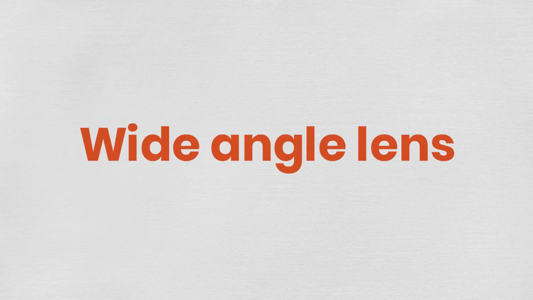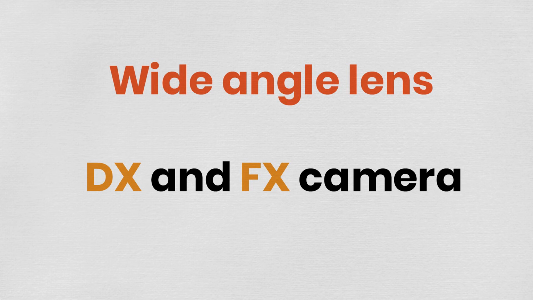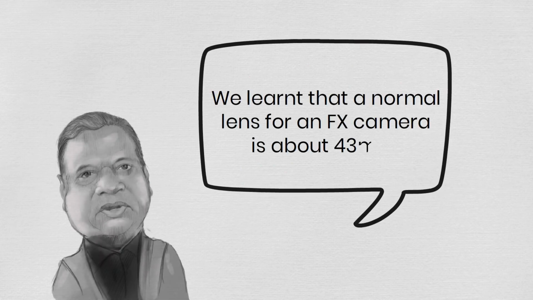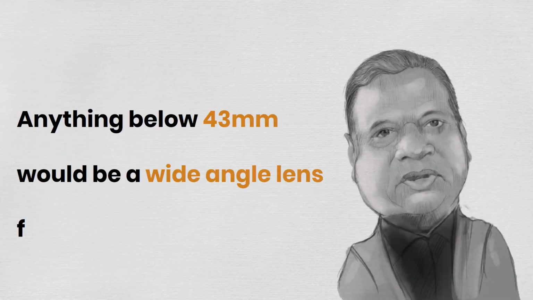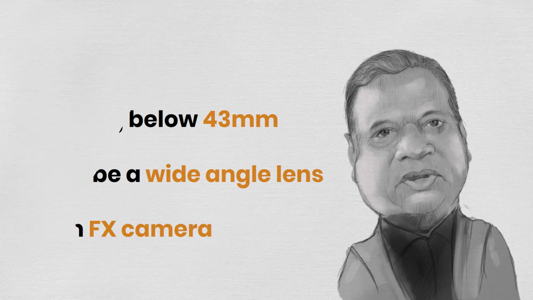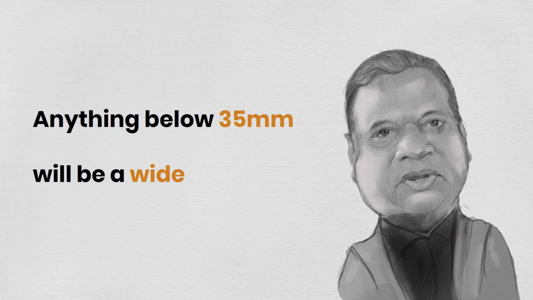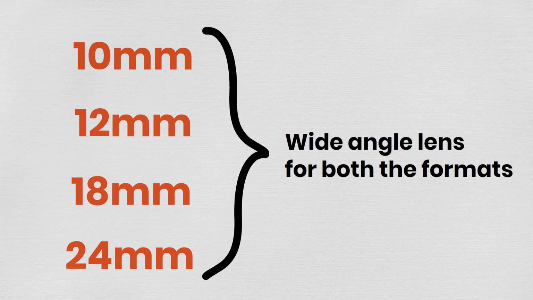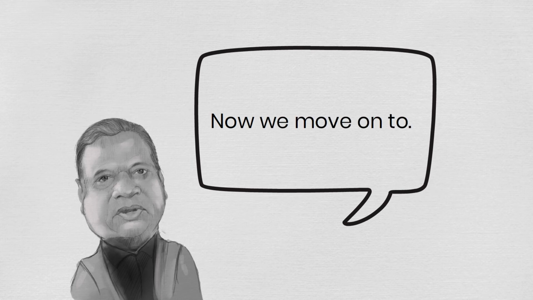Now the next one, the wide angle lens between a DX camera and an FX camera. We learned that a normal lens for an FX camera is around 43 mm. So anything below 43 mm would be a wide angle lens for an FX camera, and anything below 35 mm will be a wide angle lens for a DX camera. For example, your 10 mm, 12 mm, 18 mm, 24 mm, all this will be wide angle lenses for both the formats. Up to 35 mm, it could be the wide angle for both the cameras.